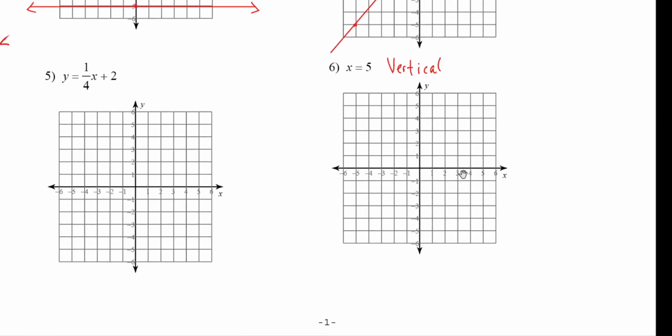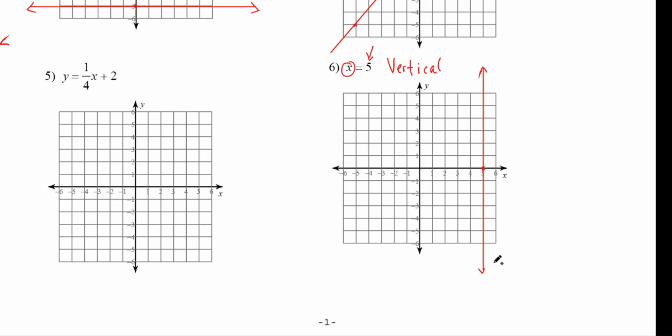We'll do some more. What about this one? It's a vertical line. So it's a vertical line that goes through what? The x-axis where? At +5. So here's the x-axis. Here's +5. What kind of line are we going to draw? A vertical line. So a line that goes up and down. Okay? Everybody got that? Yeah, super easy.